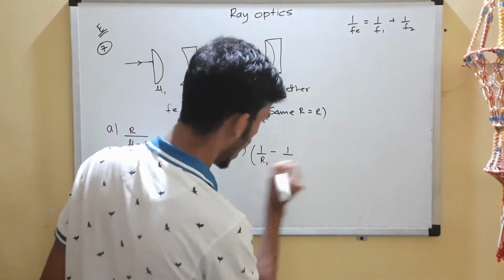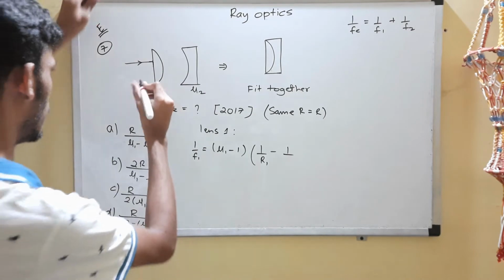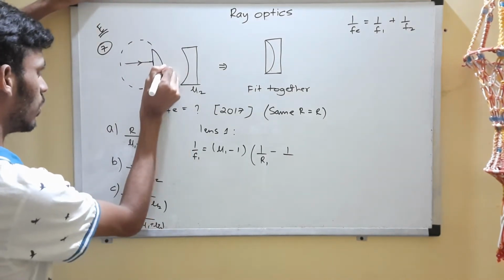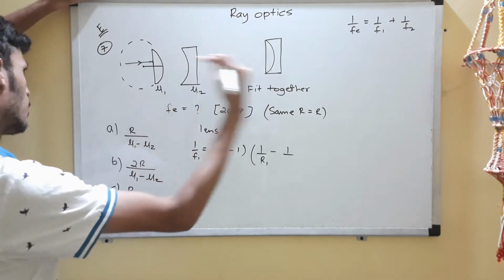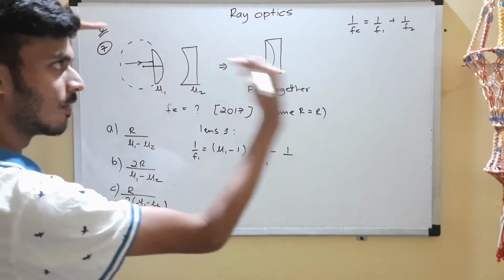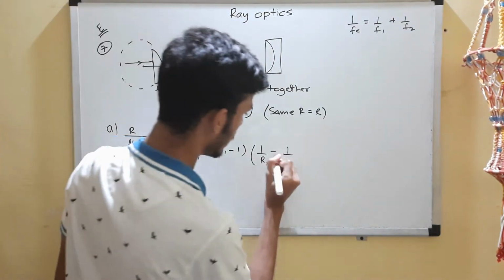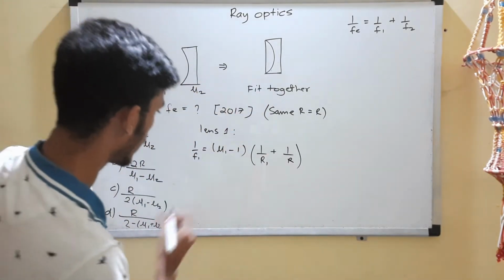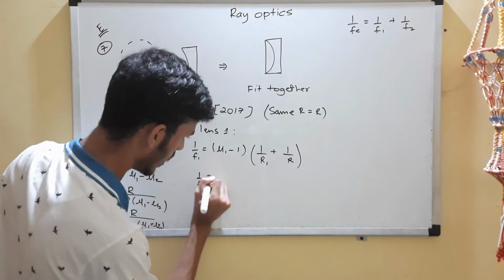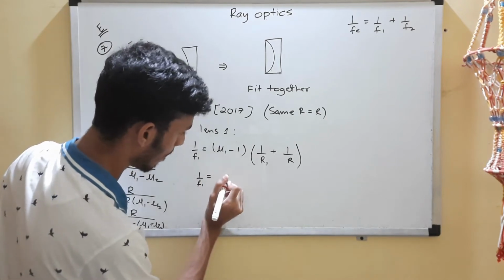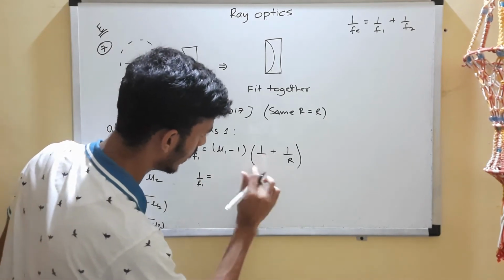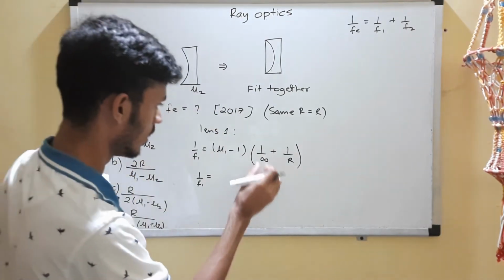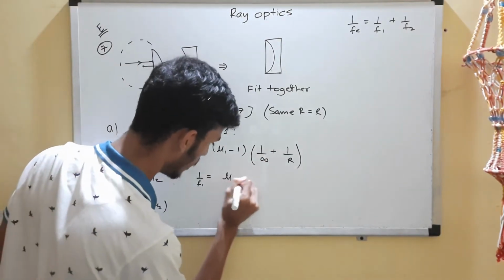So 1 by R2. R2, if you see, the sphere is like this, right? So in order to measure R2, you have to go opposite to the direction of the incident ray. So it's minus R. Minus and minus will become plus, and you'll have this. So 1 upon F1 is nothing but, this is infinity, right? Plane surface, radius of curvature infinity, so this is 0 and you'll have mu1 minus 1 upon R.